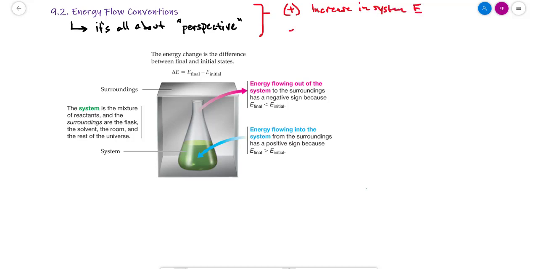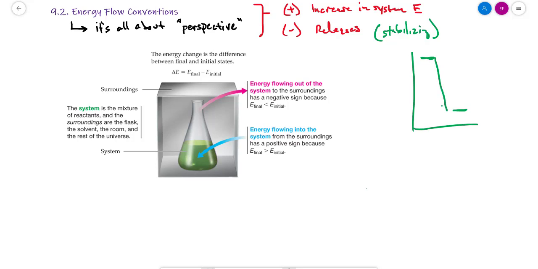And we said that negative changes in energy were releases of energy. And we said the release of energy was net stabilizing because you're going from a higher energy state to a lower energy state, sort of going from here to here. And we always know the universe always wants to go from high energy to low. So we noted this as a negative delta E.